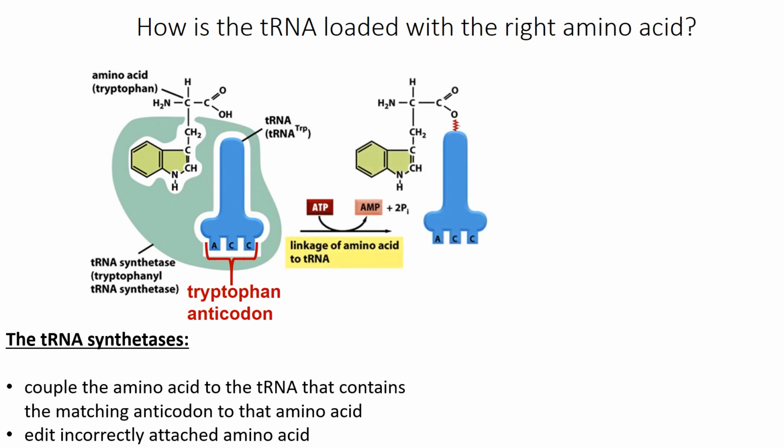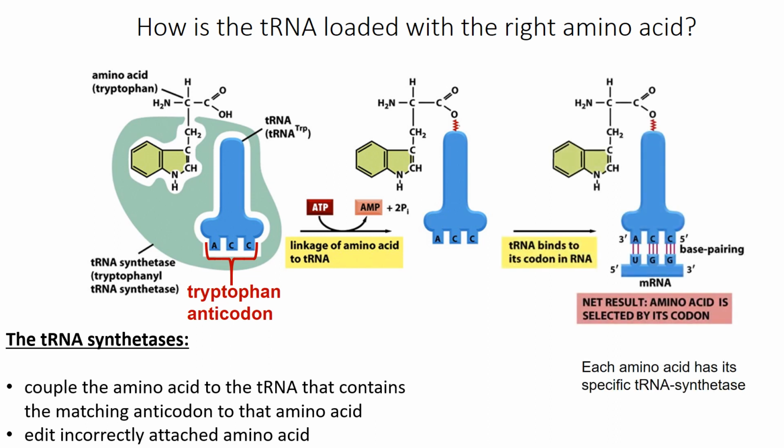So this again requires energy. Here we need ATP that then creates the high energy bond, if you will. We are going to take a look at this reaction in detail in the next slide. And basically, when everything went right, this tRNA will then recognize the tryptophan codon specifically on the mRNA during the protein synthesis.